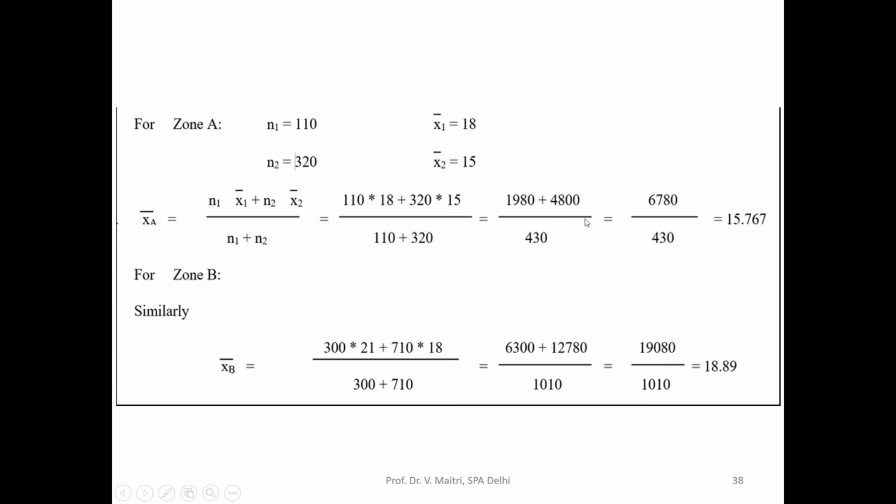So it works out to be 15.767 rupees per hour. And similarly for zone B, again weighted hours we are taking it. It works out to be 18.89. That is 300 multiplied by 21, 710 multiplied by 18, divided by 300 plus 710. So we can say yes, definitely zone B is better than zone A as far as payment is concerned. It may be a different district, it may be a different state, it may be different countries. That's how we should compare with that.